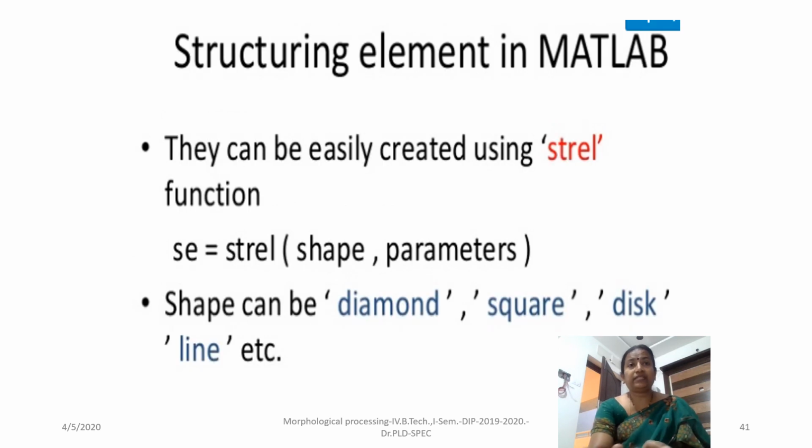Structuring elements in MATLAB can be easily created using the strel function. So that is strel with the shape and parameters you give, and accordingly it will generate the structuring element. The shape can be a diamond, square, disc, line, etc., as we already observed. Based on the parameters, you can specify the size, and it will set the structuring element. With the strel command, we complete the programming by specifying the shape and parameters.